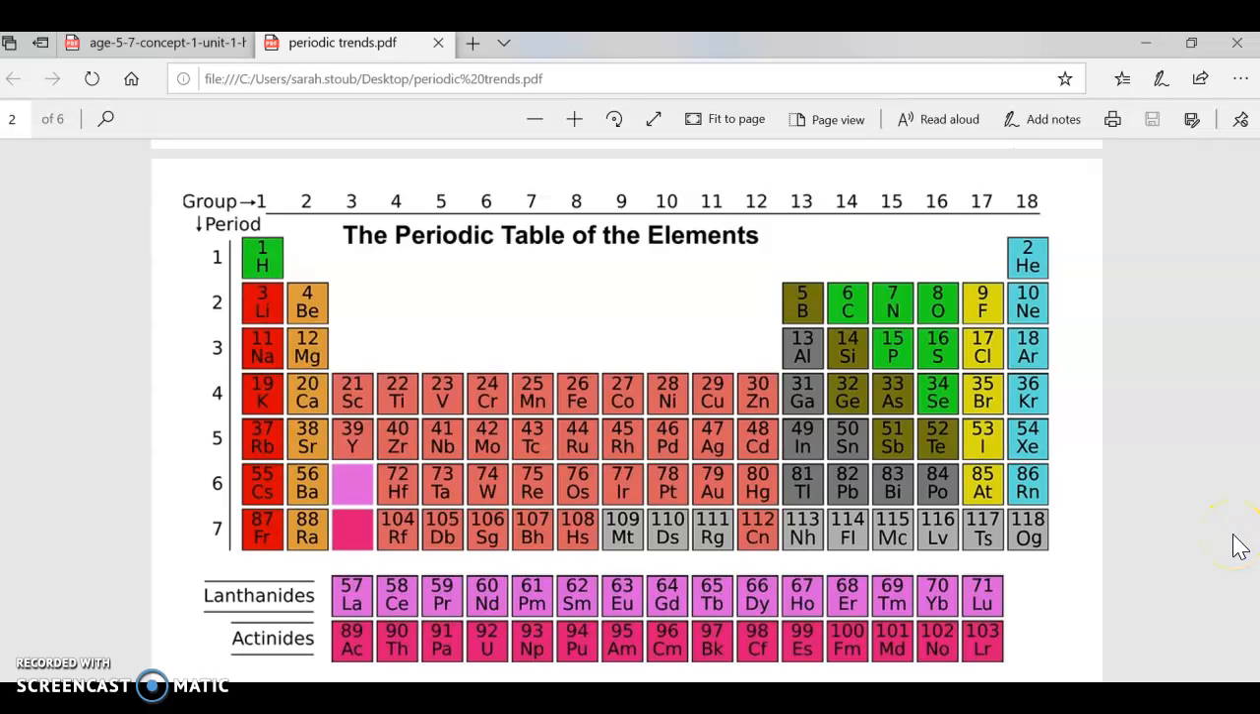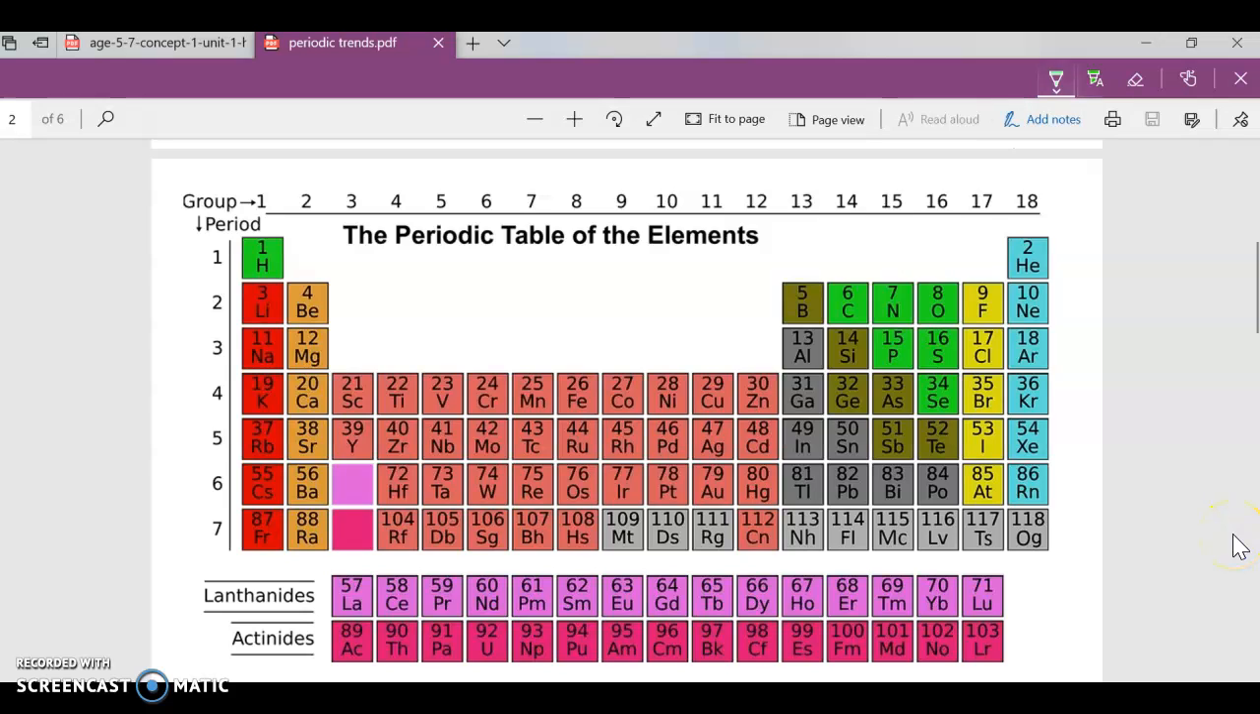Hi there. You missed class, so I wanted to catch you up on what we did in class this week. The first thing we did is looked at our periodic table and we colored it a certain way. In other words, we wanted to show the different families.